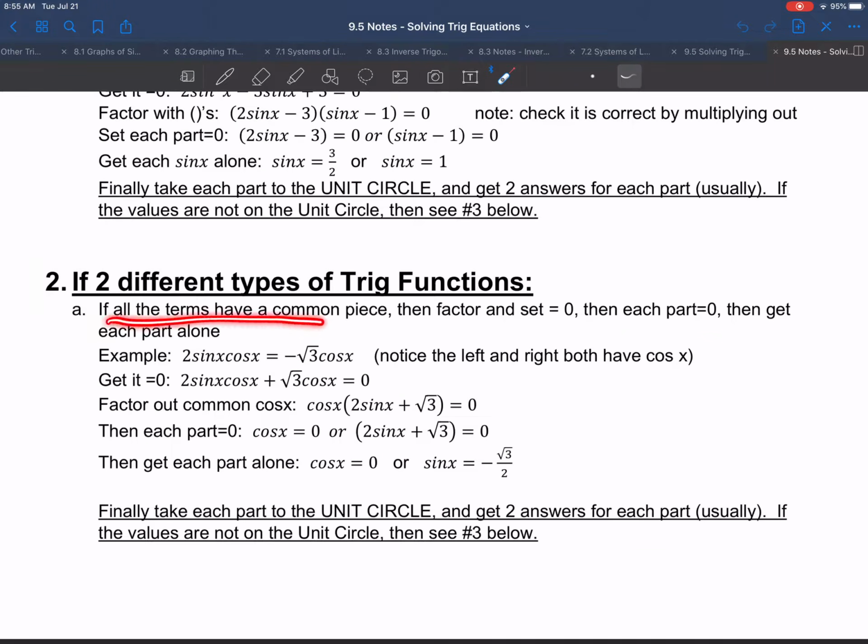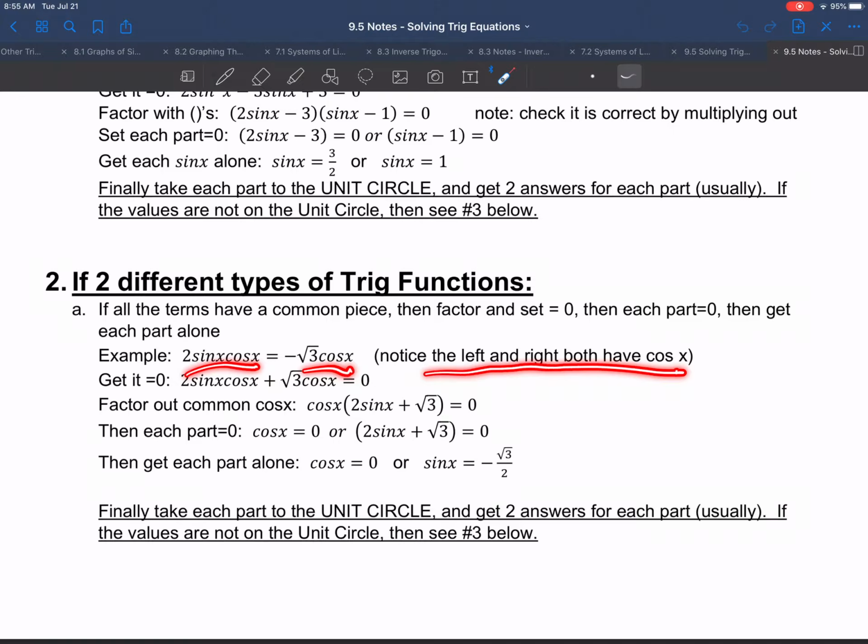If all the terms have a common piece, then factor, set equal to 0, then each part equals 0, then get each part alone. What do we mean? For example, that looks a lot like what we have. Notice the left and right both have cosine. Yeah, that's what we've got. We've got something in common.